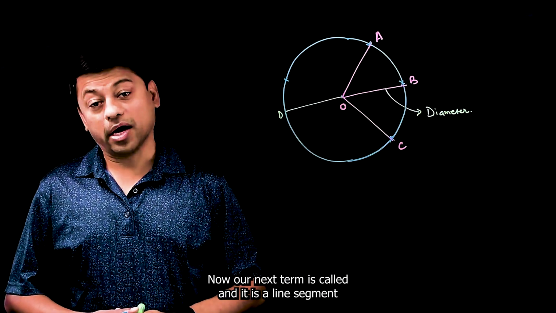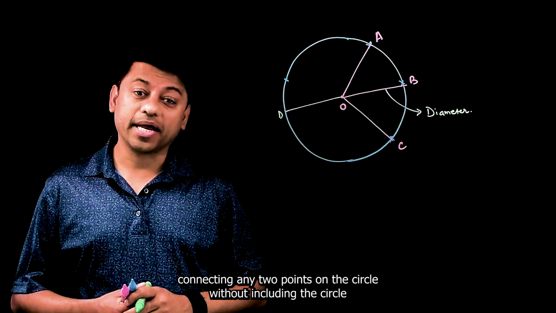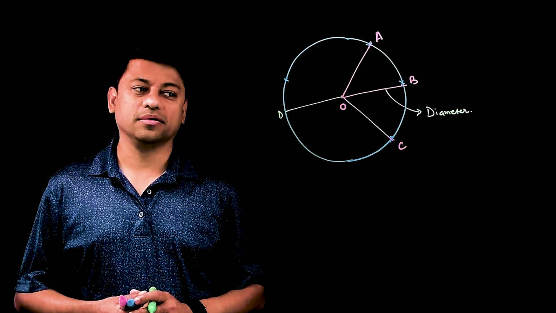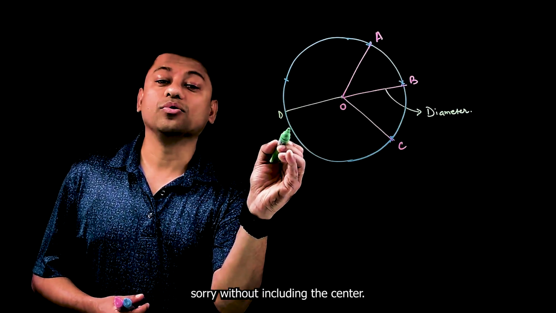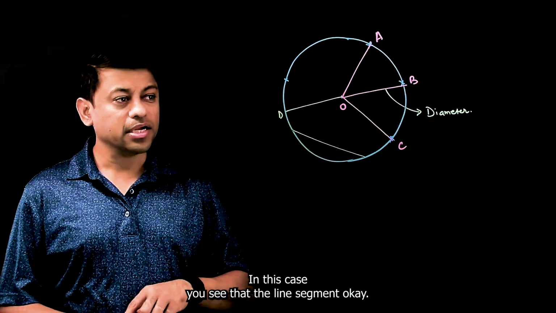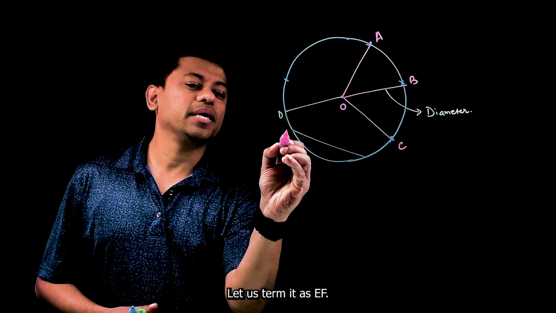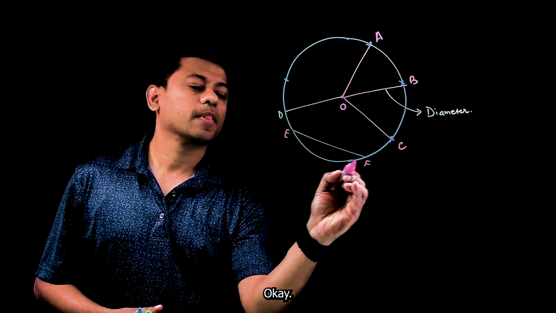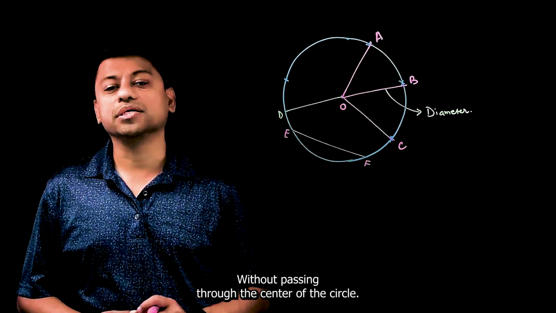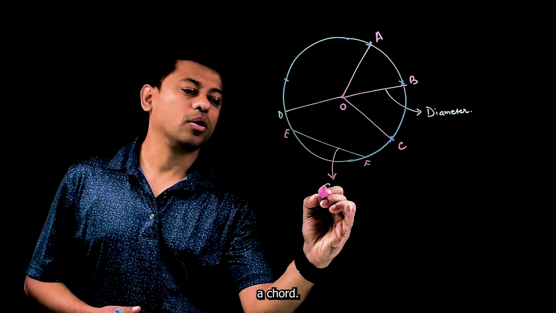Okay. Now, our next term is chord, and it is a line segment connecting any two points on the circle without including the center. So, let's draw this. In this case, you see that the line segment, let's term it as EF, is actually joining two points without passing through the center of the circle, and this becomes a chord.